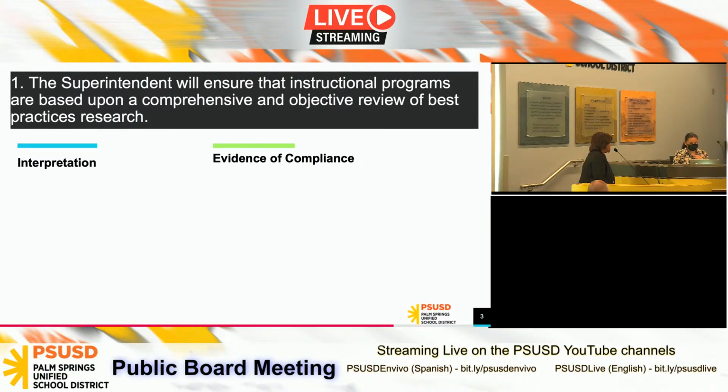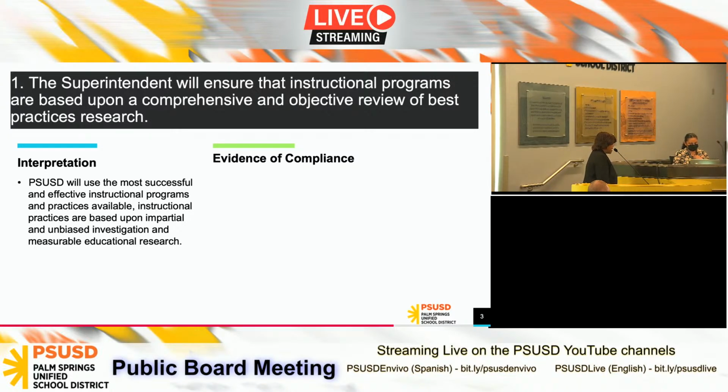The first area is the superintendent will ensure that instructional programs are based upon a comprehensive and objective review of best practices research. So in each of the 14 areas, I will be highlighting our interpretation of what that means, as well as a highlight or example of evidence that will determine whether or not we are in compliance. Here we have that we will use the most successful and effective instructional programs and practices available. And they are based upon impartial and unbiased investigation and measurable educational research.